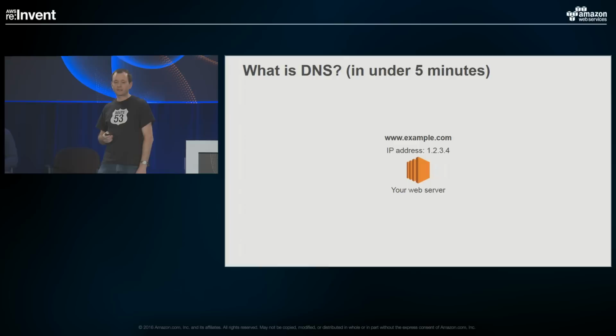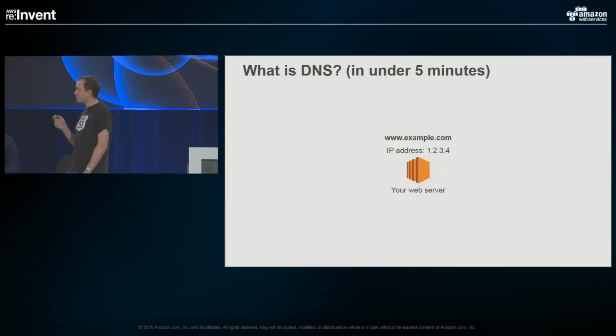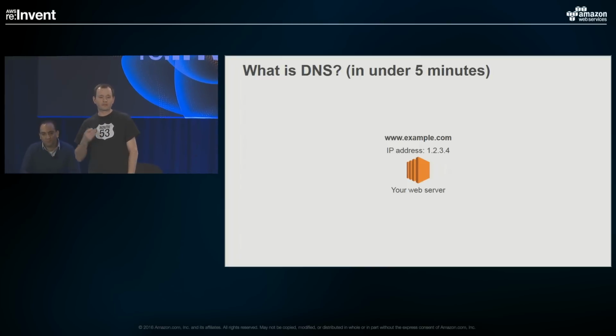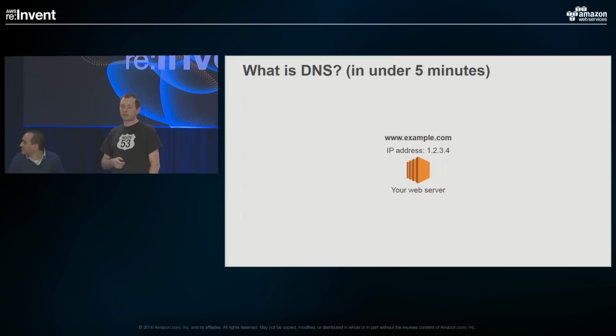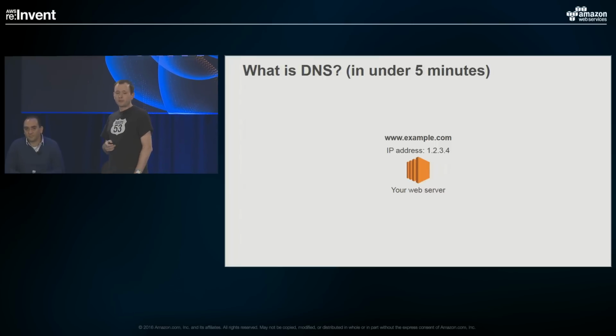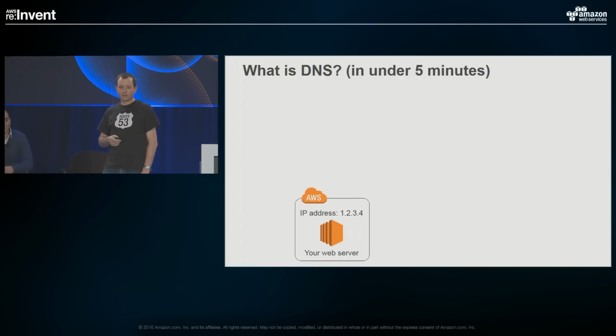However, humans don't really like numbers. They prefer names. Easier to memorize, easier to type in. And so let's say that you want to serve a website that has a human-readable address. Let's call it www.example.com. Well, you need something to translate www.example.com into an IP address so that the browser or other client can connect to this. That's where DNS comes into the picture.